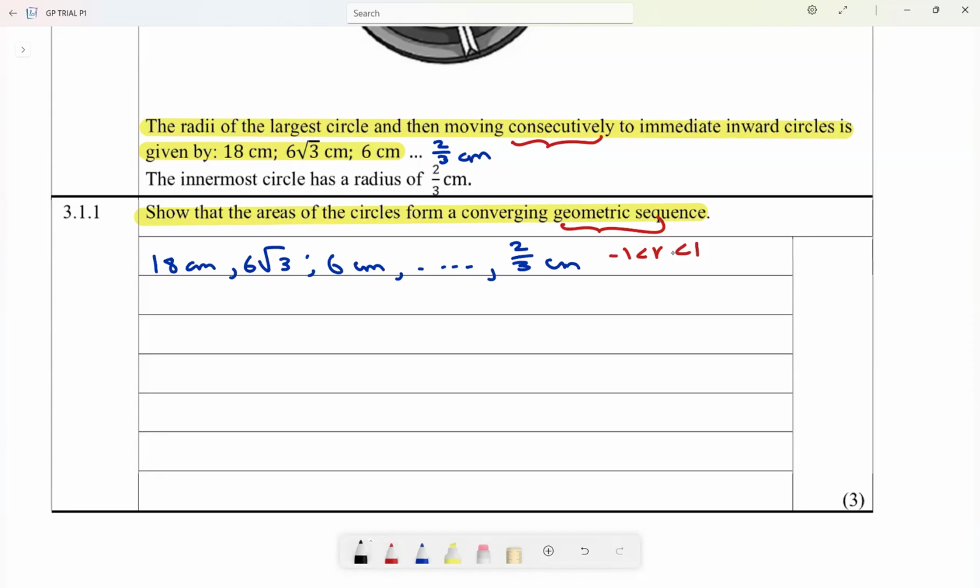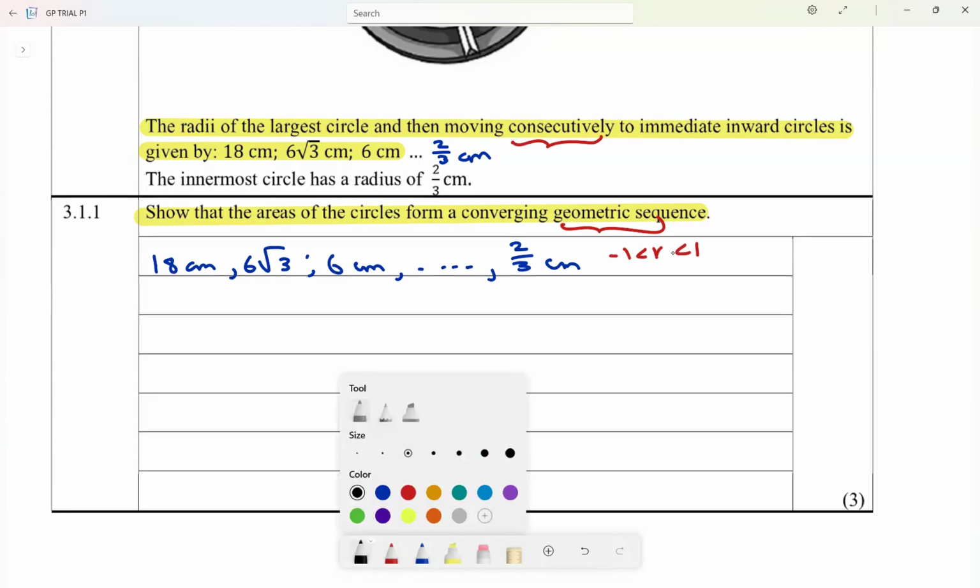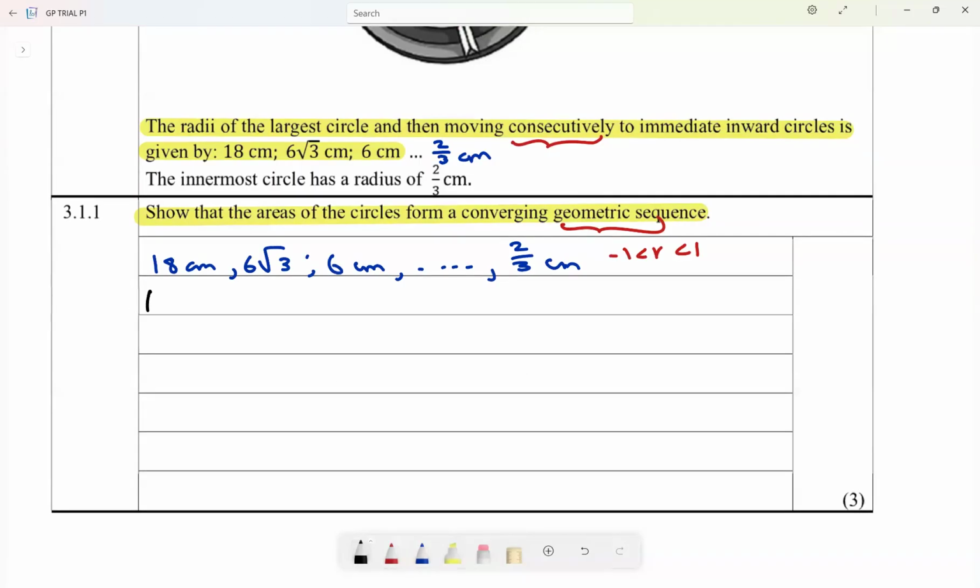So remember, what is the formula for the area of a circle? It is given by pi r squared. So now let's try to substitute into pi r squared. Substitute 18 so that we form a formula of the area sequence.